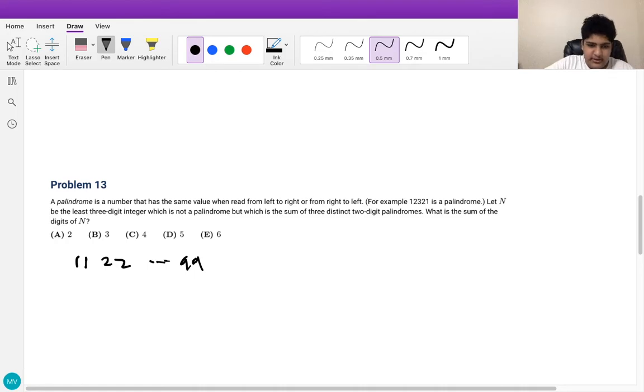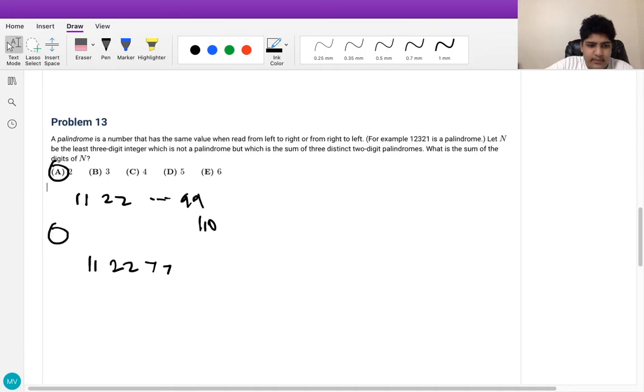100 is 110. So let's check if these palindromes can sum to 110. They indeed can if we have 11, 22, and 77. That's just one example. Many will work. So that means that the sum of the digits is 2, which is A. Let's move on.